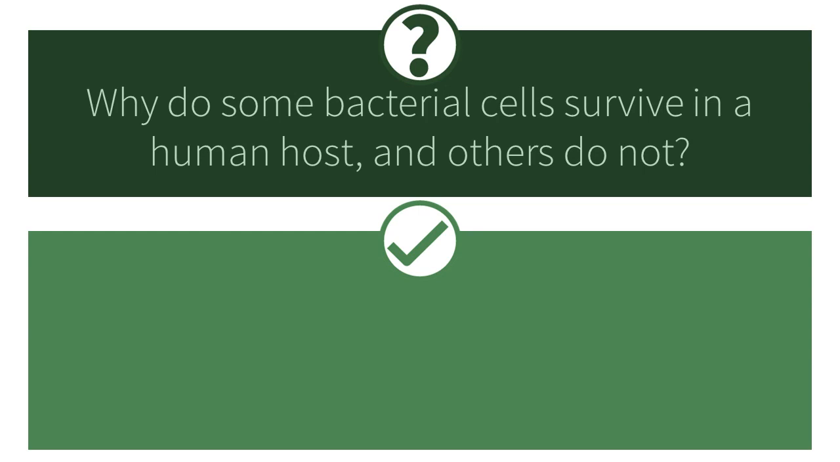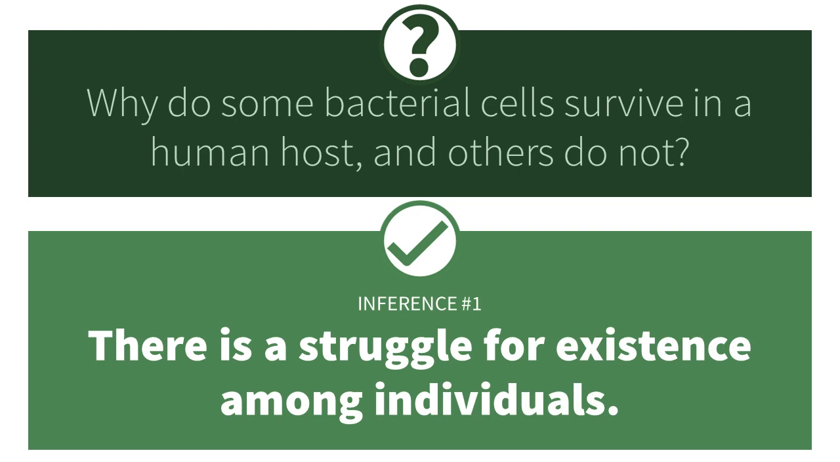Why do some bacterial cells survive in a human host and others do not? When a patient takes an antibiotic, why doesn't the antibiotic kill all of the bacteria? Darwin's first inference was that there is a struggle for existence among individuals. Some of the bacteria have a mutation that allows them to survive in the presence of the antibiotic, and some do not. The mutation occurred randomly, but some mutated bacteria, unlucky for the human host, were able to proliferate despite the presence of the antibiotic. Remember that an inference is a conclusion arrived at by reasoning about the evidence.